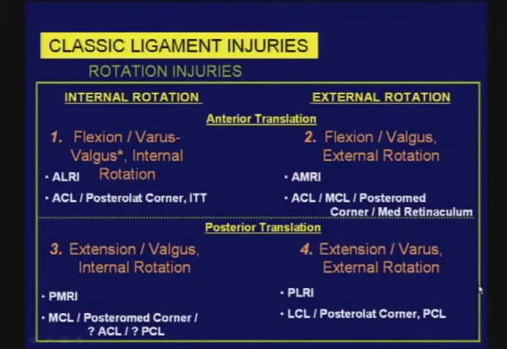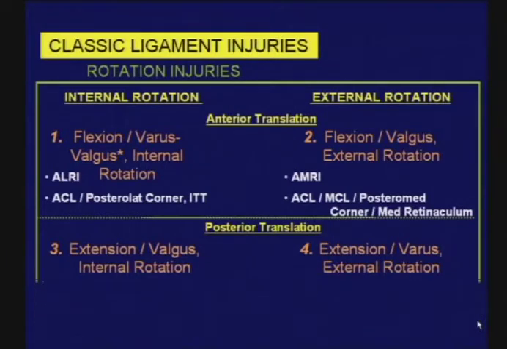There are four major rotational injuries of the knee, which are outlined here. Two of these relate to internal rotation. Two of these relate to external rotation. Two relate to anterior translation. Two relate to posterior translation of the tibia. We will not discuss these two today. They are less common, although they are important causes of injuries to cruciate ligaments and posteromedial and posterolateral corner. But we'll finish up again by looking at these two common patterns, ALRI and AMRI.